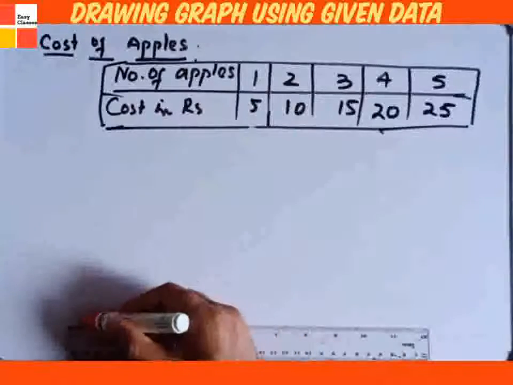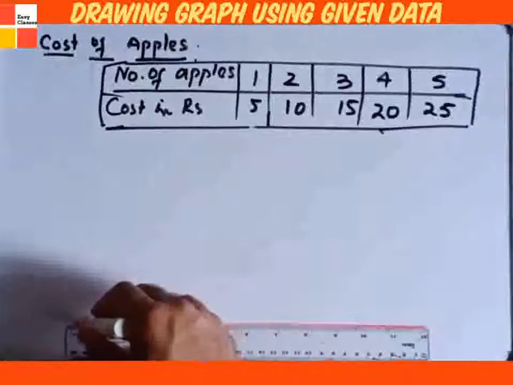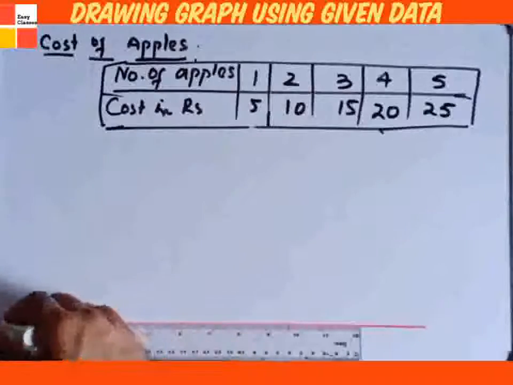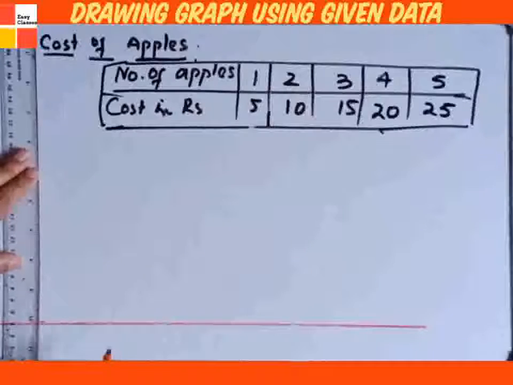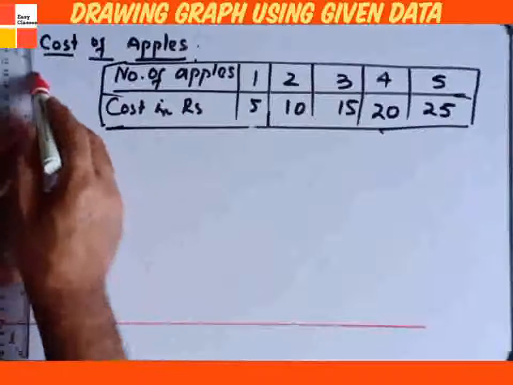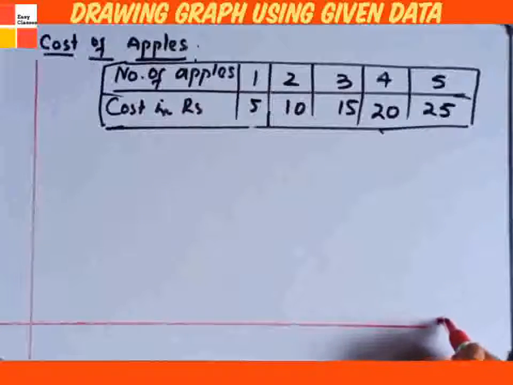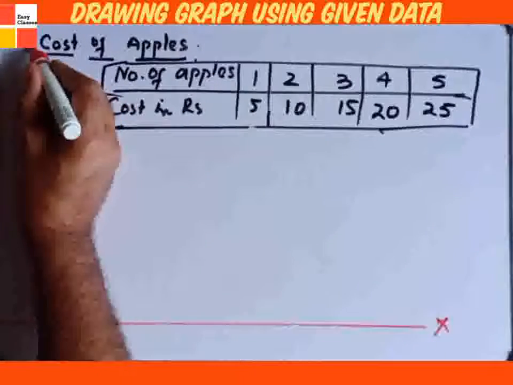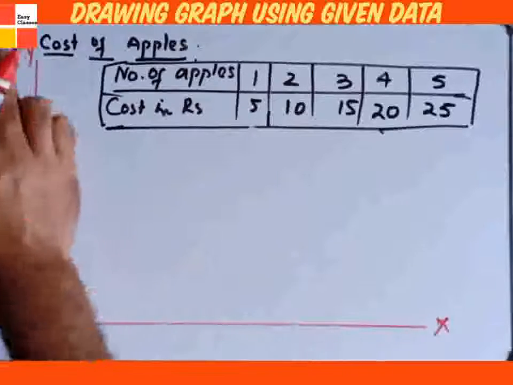Say for example, this is the x coordinate, and this is the y coordinate. This is called the origin, right? Now we have to use suitable scales on the x and y axis.